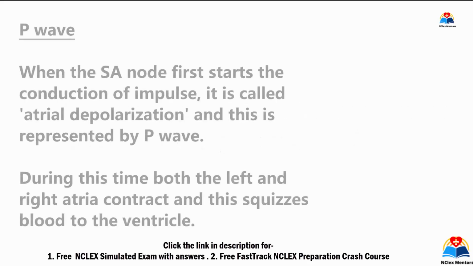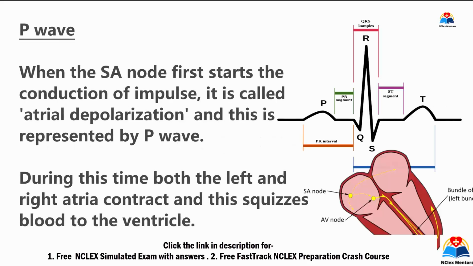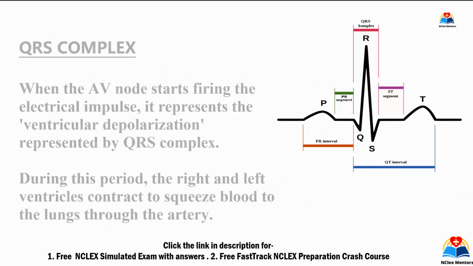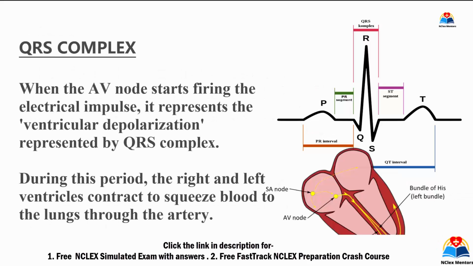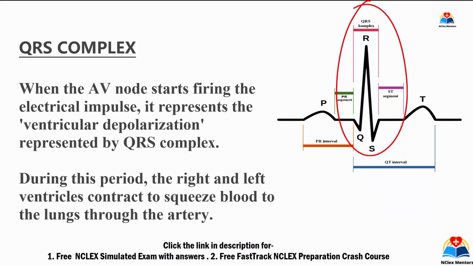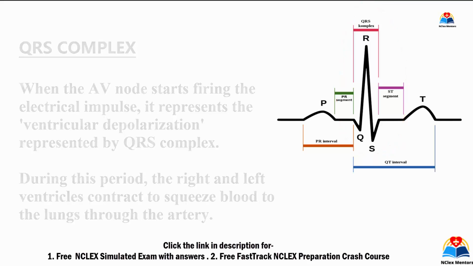P wave. When the SA node first starts the conduction of the impulse, it is called atrial depolarization, and this is represented by the P wave. During this time, both the left and right atria contract, and this squeezes blood to the ventricle. QRS complex. When the AV node starts firing the electrical impulse, it represents ventricular depolarization, represented by this QRS complex having a high amplitude. During this period, the right and left ventricles contract to squeeze blood to the lungs through the artery.